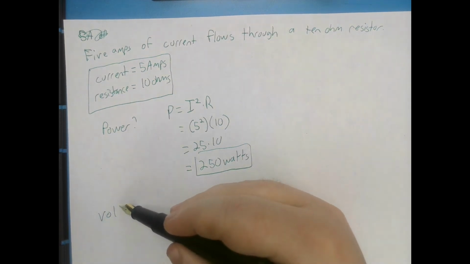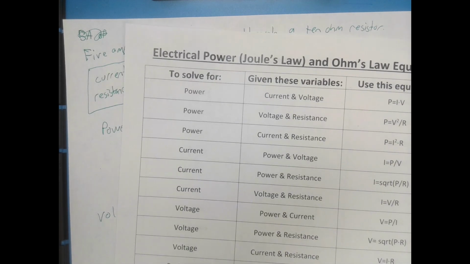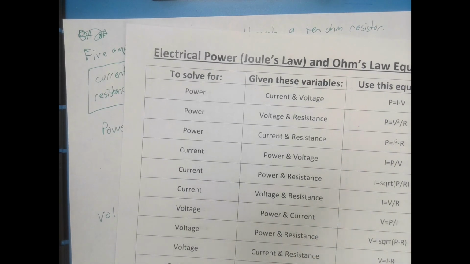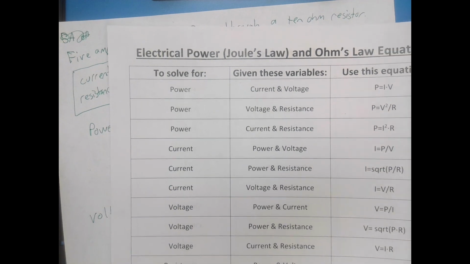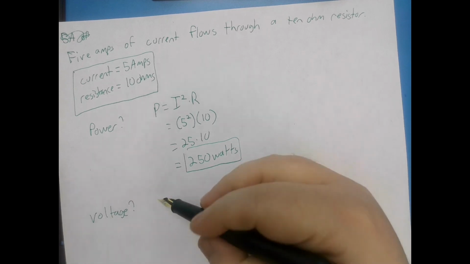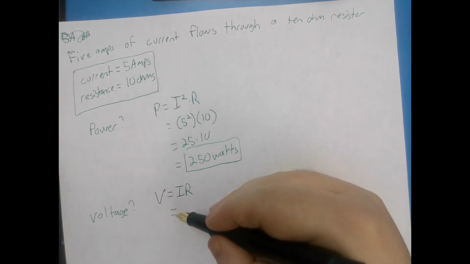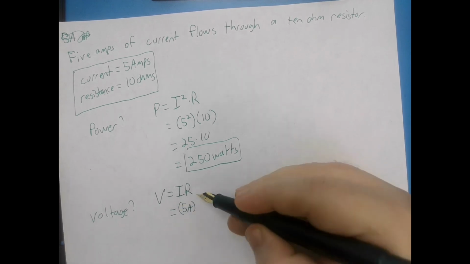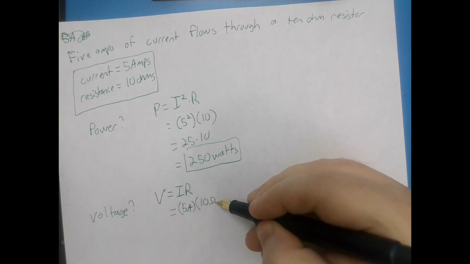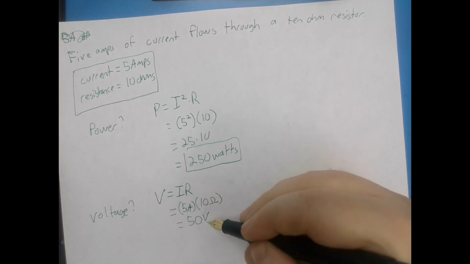What about voltage? Voltage, given current and resistance, is voltage equals current times resistance. So current is 5 amps, resistance is 10 ohms, so the voltage is 50 volts.